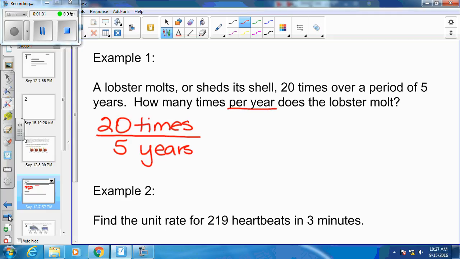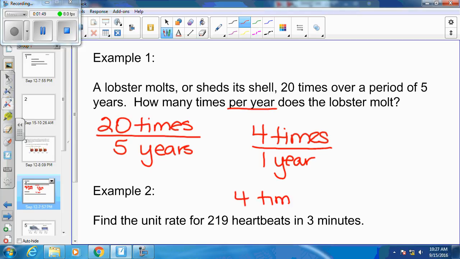When I simplify that, 20 and 5 are both divisible by 5. So 20 divided by 5 is 4, which gives me 4 times for 1 year. Or we can write it as 4 times per year.